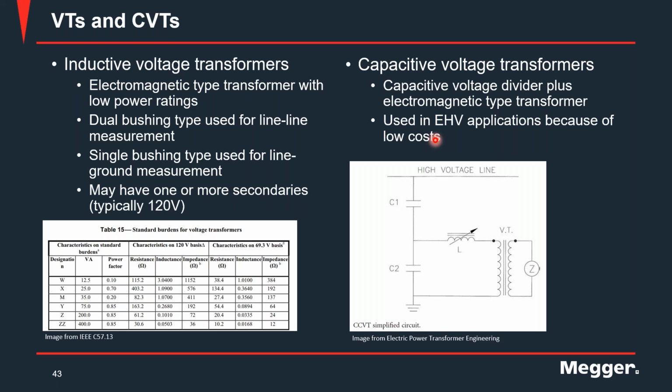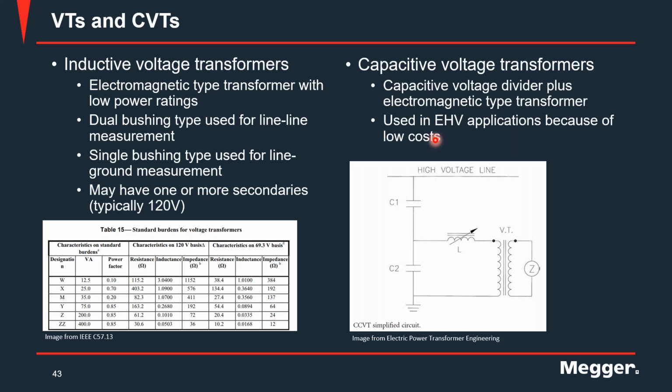Physically, you will see two types of arrangements. There's a dual bushing type, which you might see in low voltage applications, where there are two bushings and the VT can be used for line-to-line measurement. But typically in high voltage applications, you see a single bushing arrangement, where you have a single bushing which is meant to be connected on the line side, and then you have a ground terminal. On the secondary winding, you may have one or more secondaries. One secondary would be for metering purposes, one secondary would be for protection purposes.